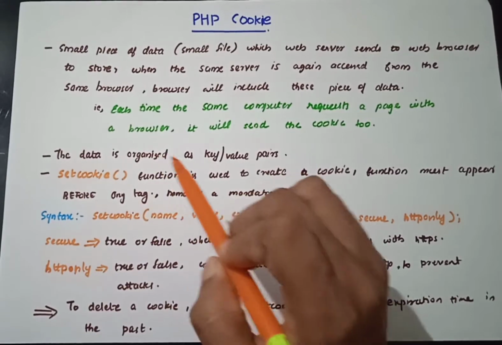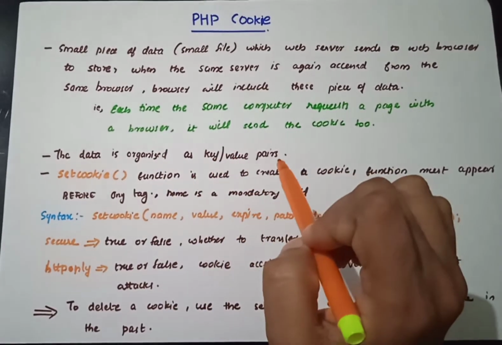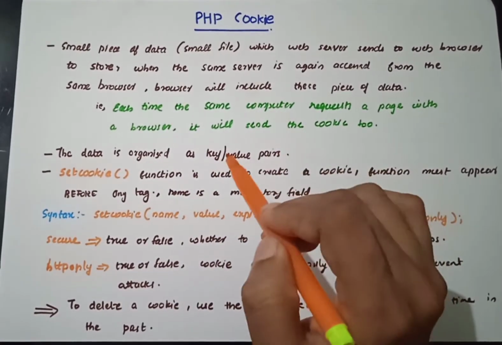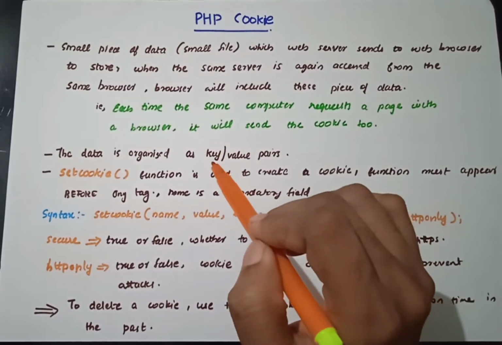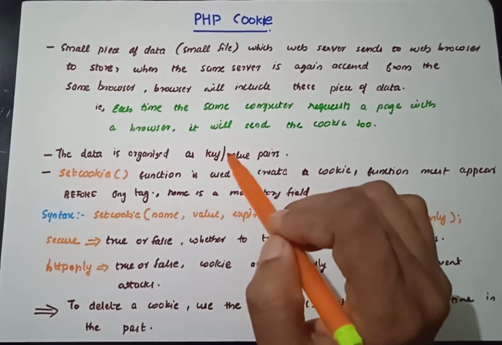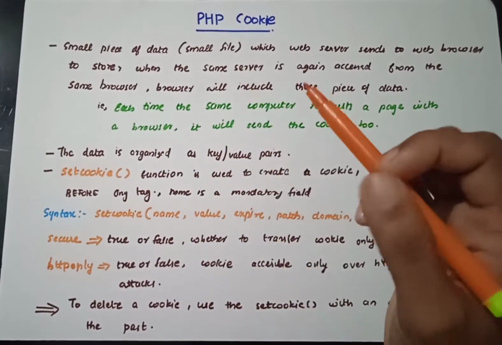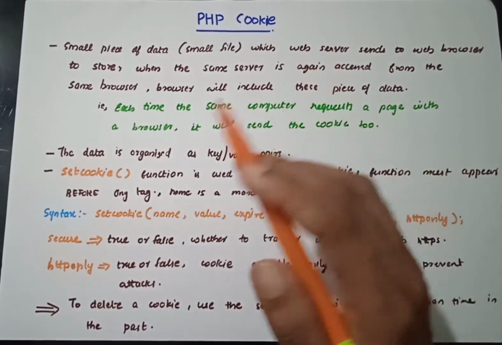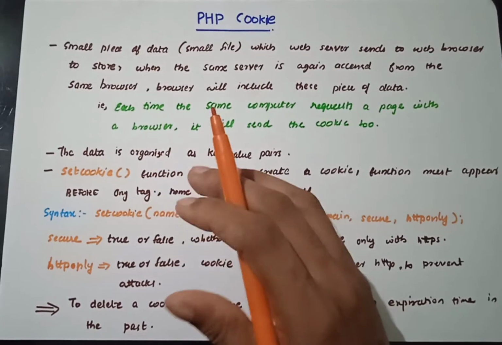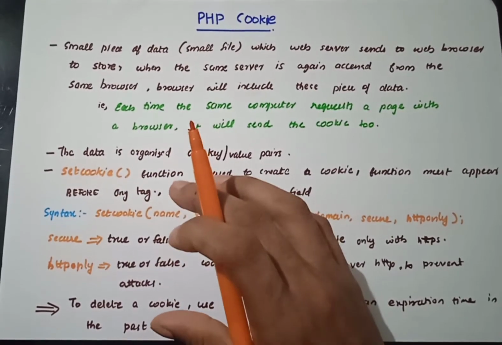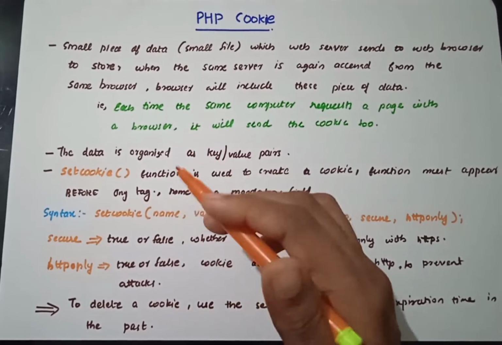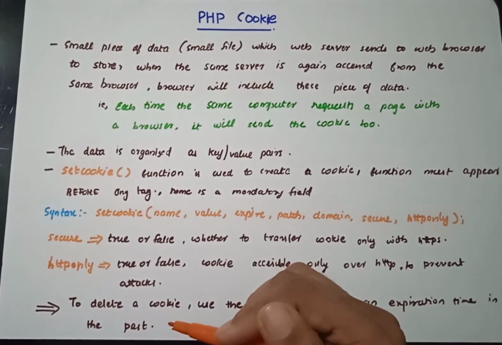The data is organized as key-value pairs. So in cookies, the data will be organized as key-value pairs. For attaching or creating these cookies along with the web page, we have to create or set the cookies for our web page. That's what we are going to create here.